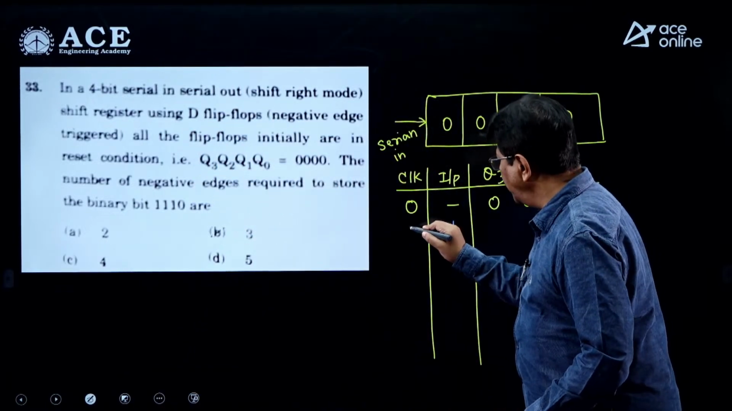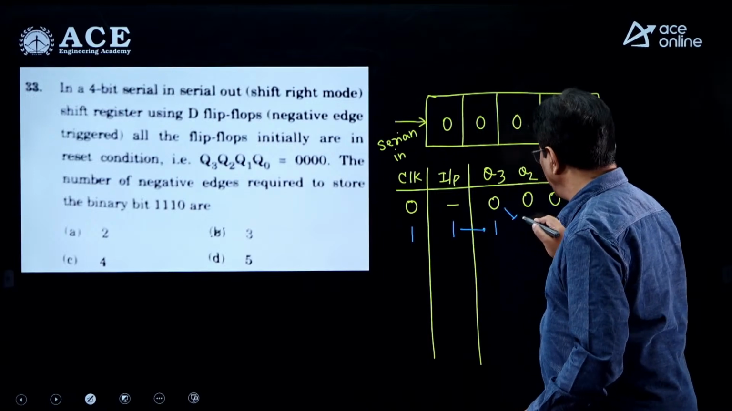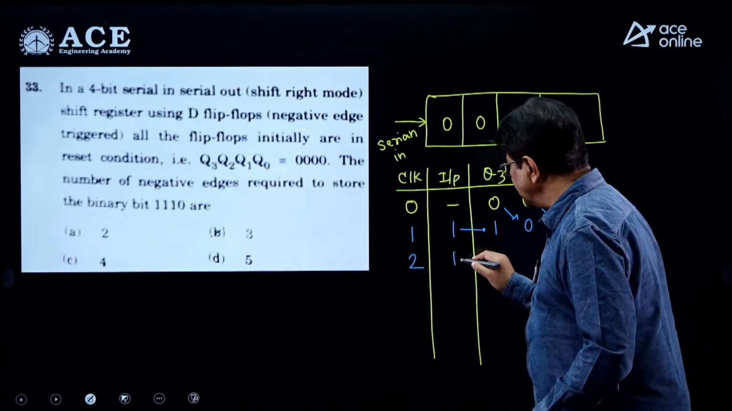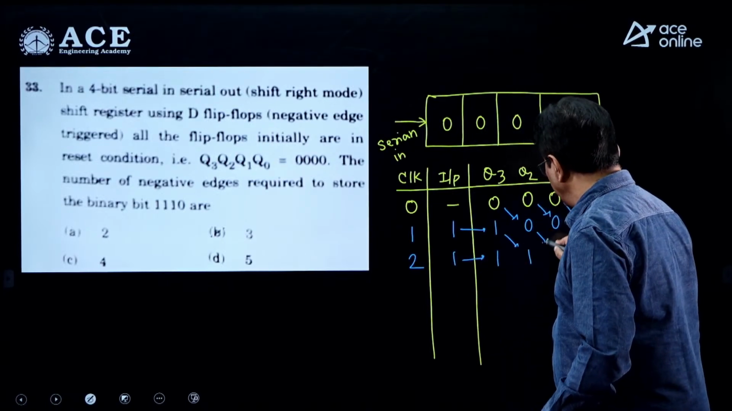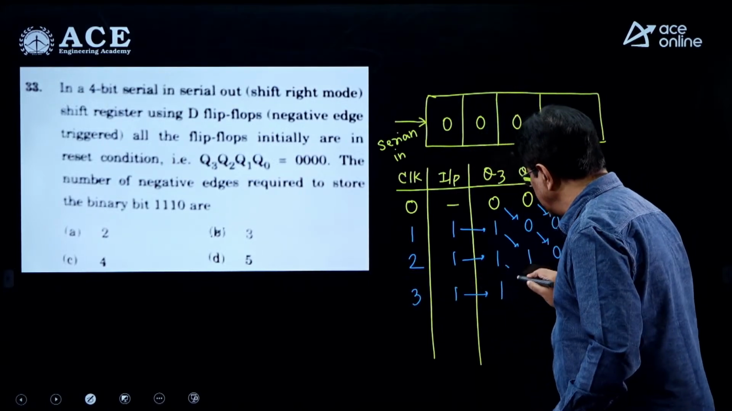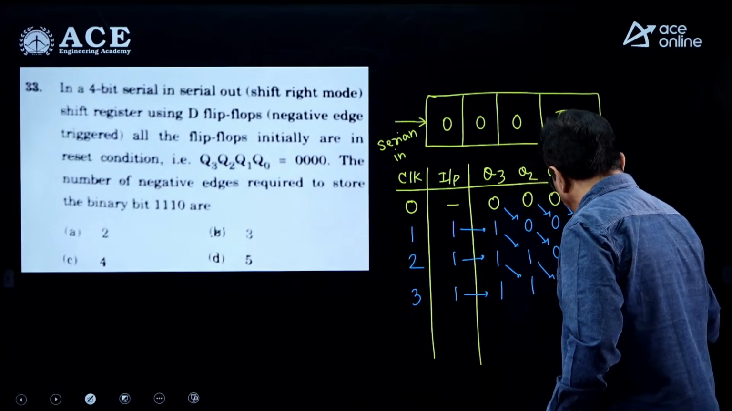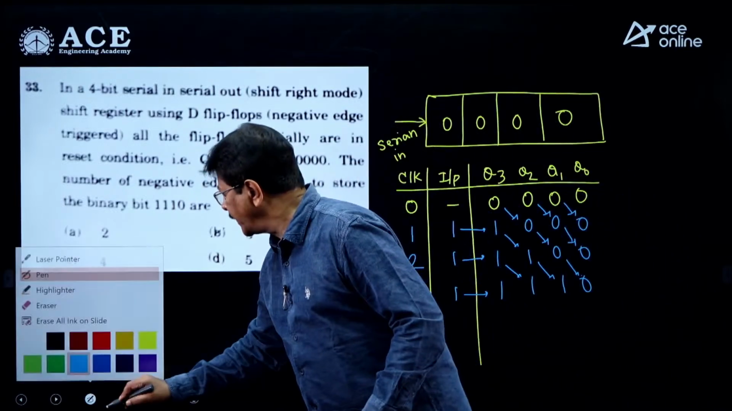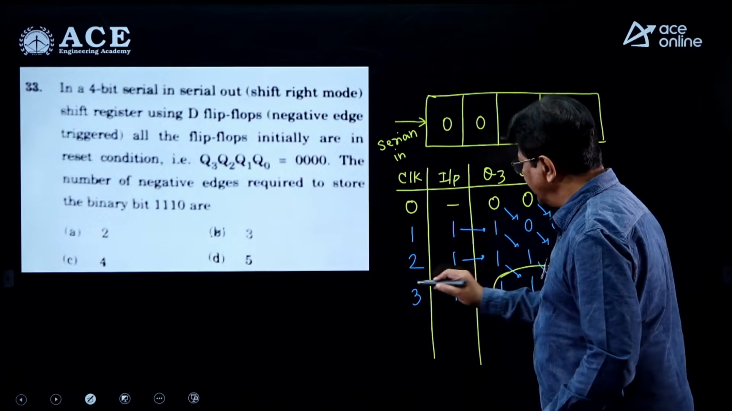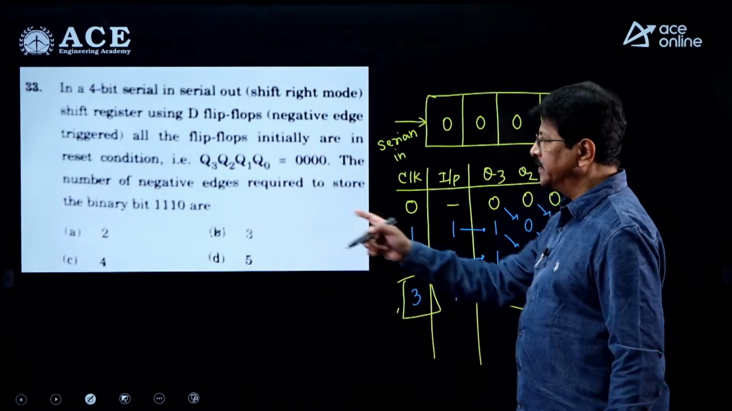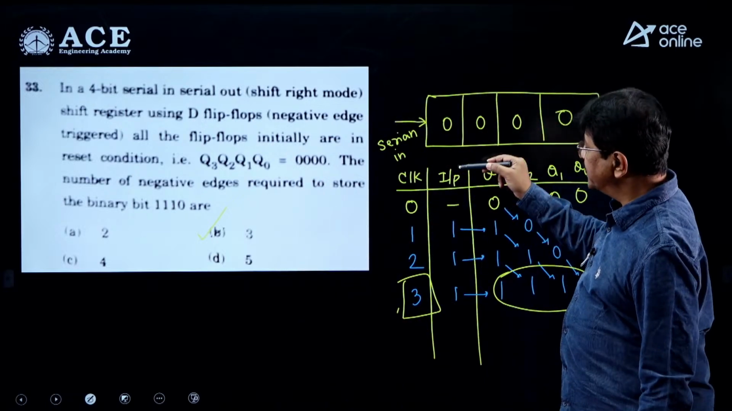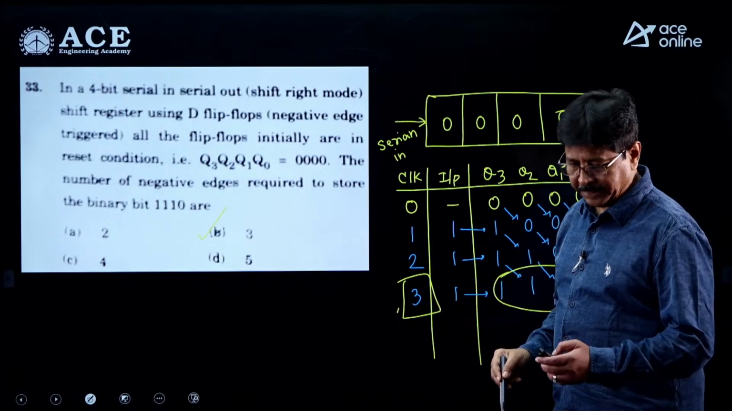Now you give input of 1, apply the first clock pulse, it comes like this. Next give input of 1 and apply the second clock pulse, it comes like this. Give another input of 1 and apply the clock, it is going to come like this. So to reach the value of 1110, it requires 3 clock pulses. That is the correct answer. B is the right answer because a serial in, serial out shift register will follow this type of description.